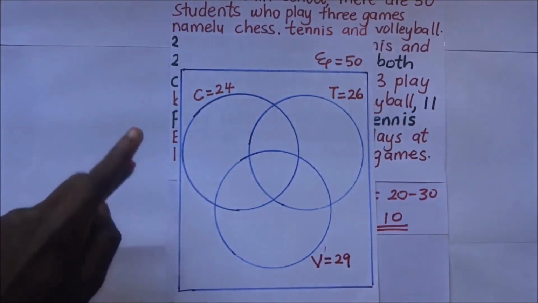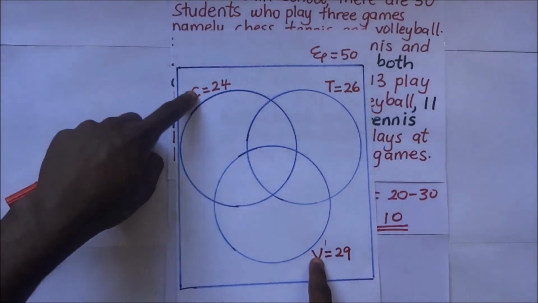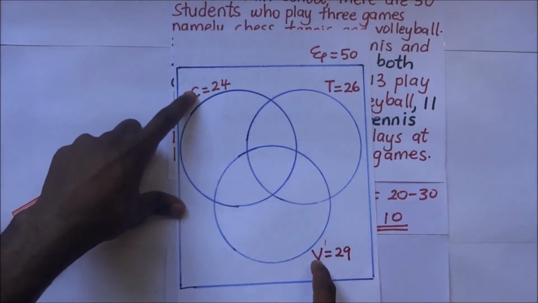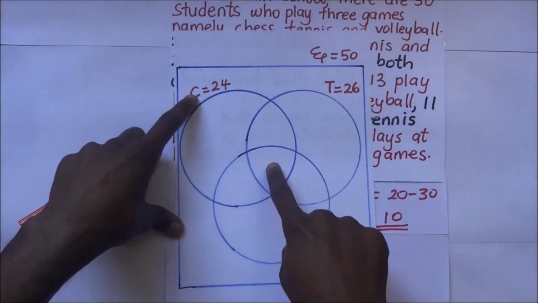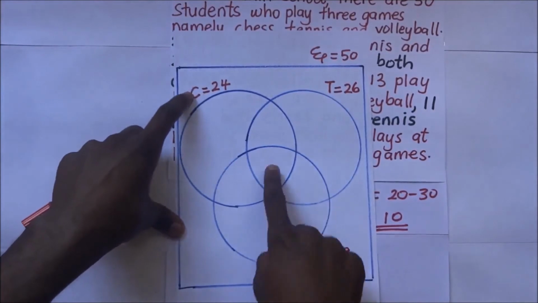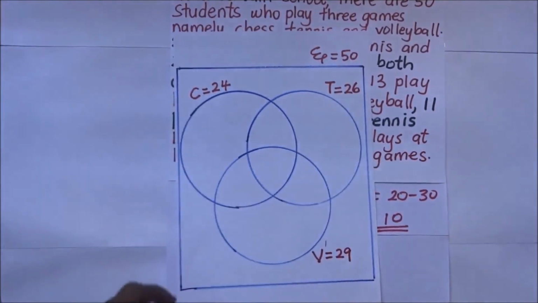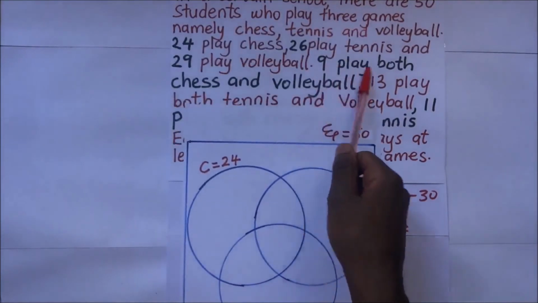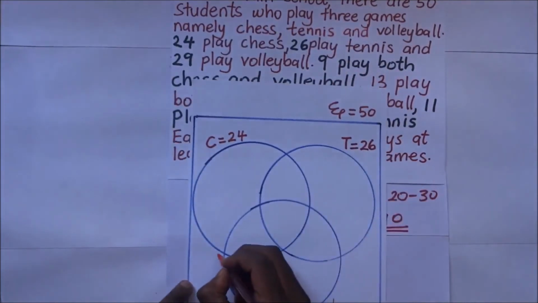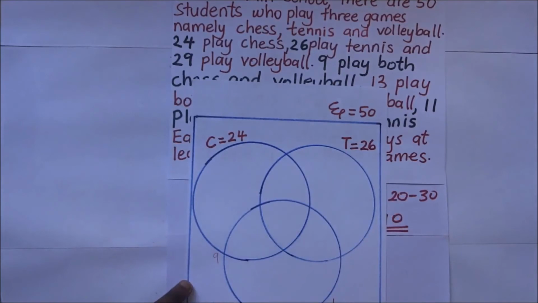But they're telling us that those that play volleyball and chess are 9. So those that play volleyball and chess can also include those that are in this part where they are both playing chess and volleyball, but also tennis. So we shall put this 9 here momentarily. So those 9 play both chess and volleyball. Let's put that 9 right there.